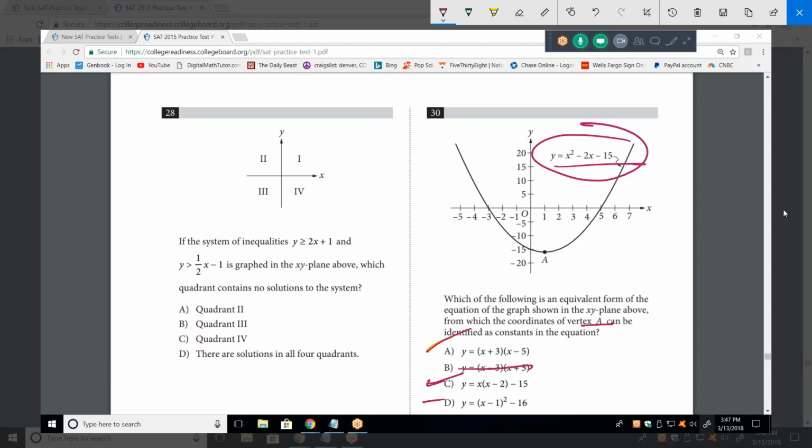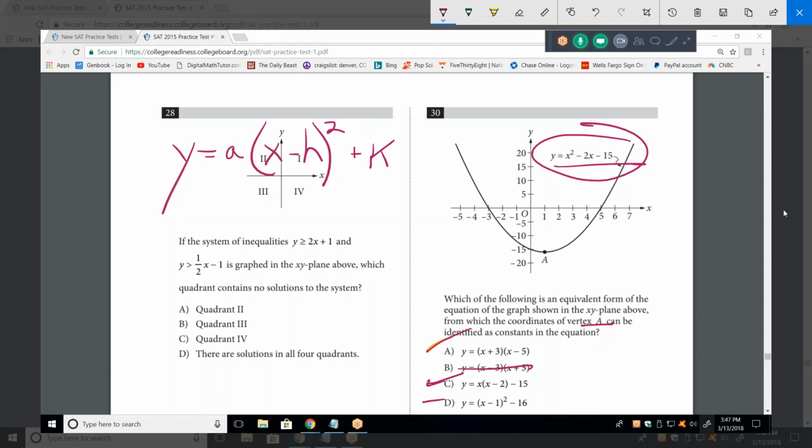Well, look at D. That is vertex format. Vertex format is this, over here on the left. If you have a quadratic that is in this format, then the vertex is H and K. Now, notice that D is the only answer that's in vertex format.